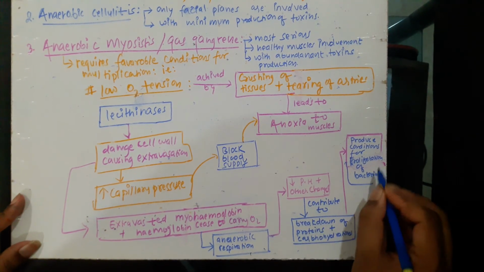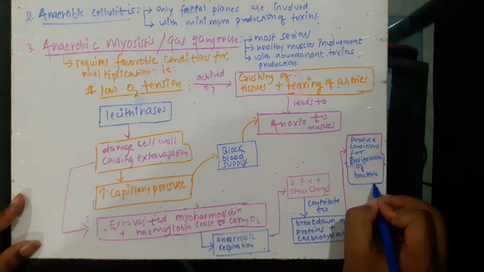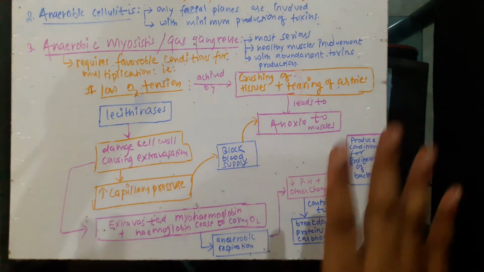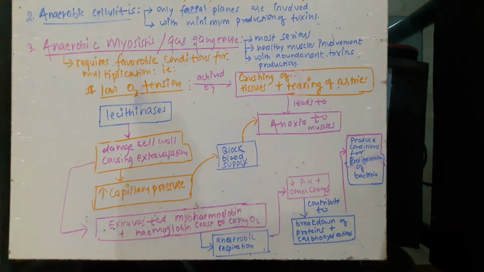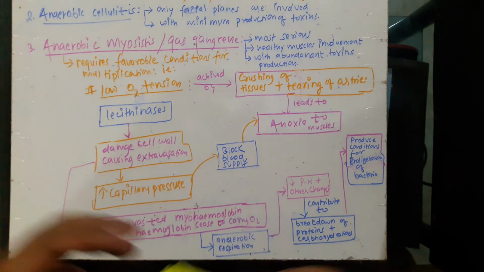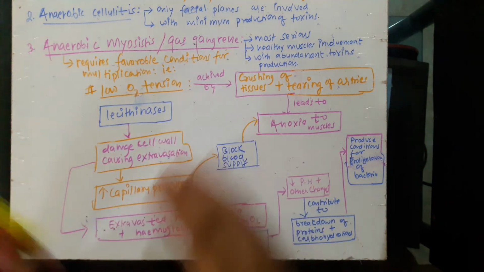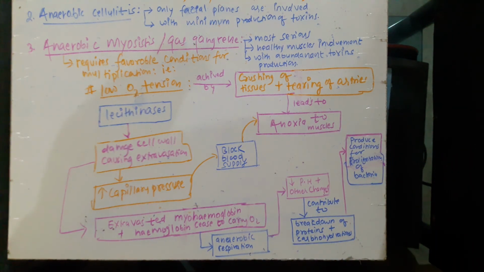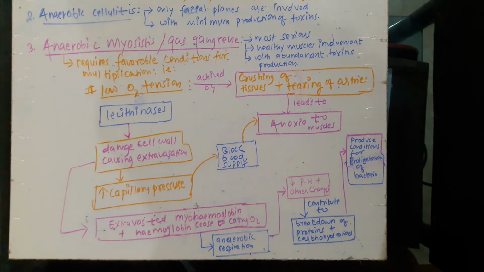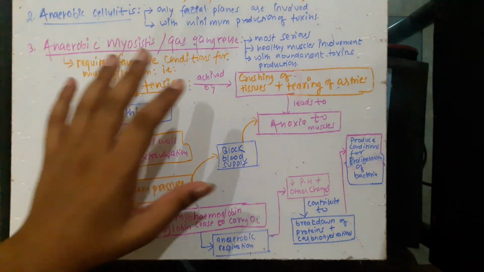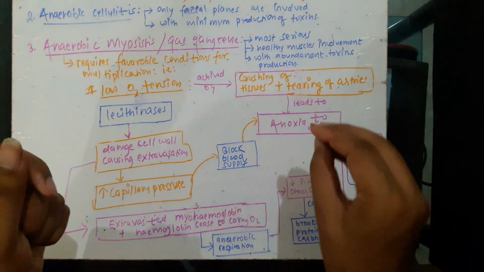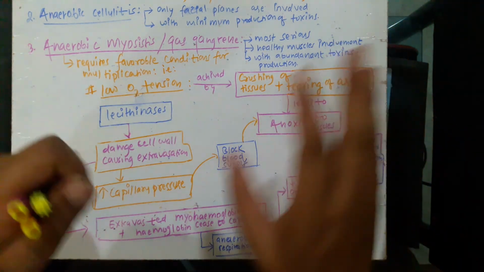Is this much clear? So this is the process of how it is going on inside. After this we'll discuss other features of anaerobic myositis. First, let's understand this nicely. So what I told is that anaerobic myositis or gas gangrene is the most serious condition, and there is involvement of healthy muscles with abundant toxins.